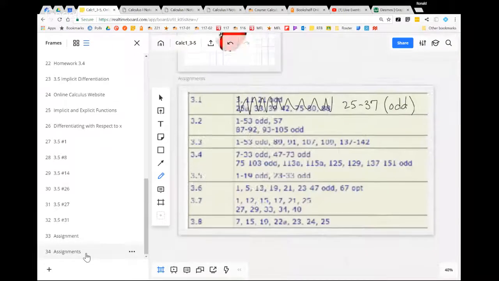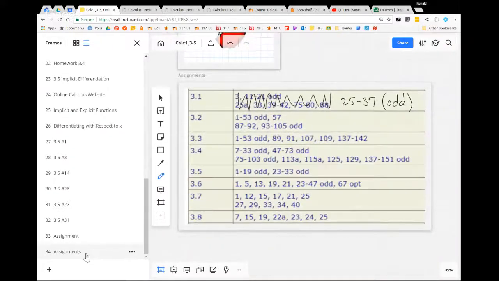Let's just take a look at the assignment here. For lesson 3.5, there are 2 odd sections, 1 through 19 odd, 23 through 33 odd. So that's the assignment. If you have some questions, you of course can contact me by email.